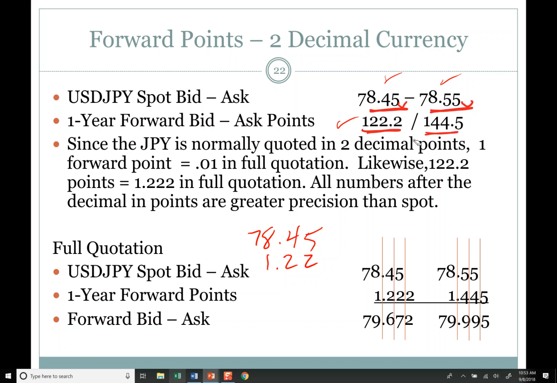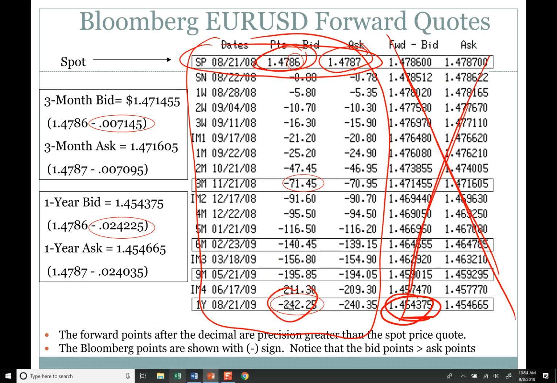So what the hell is that? Oh, they want to give me the 3rd decimal place. Okay. They're communicating a forward price with 3 decimal places, even though the spot price only has 2. The only way to do that is to give fractions of a point. Wow. That allows me to understand what this just meant.